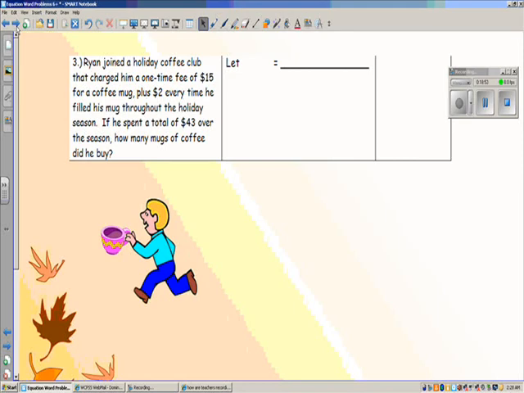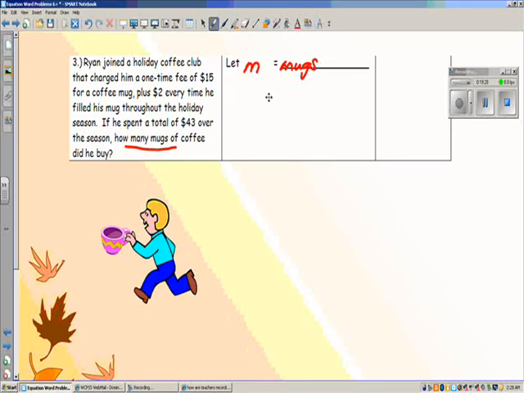First, we have to define our variable. Let's use M for the number of mugs that Joe will get or buy. So our question is, how many mugs of coffee did he buy? If we're looking for how many mugs, I'll use M to represent the amount of mugs Joe will buy.